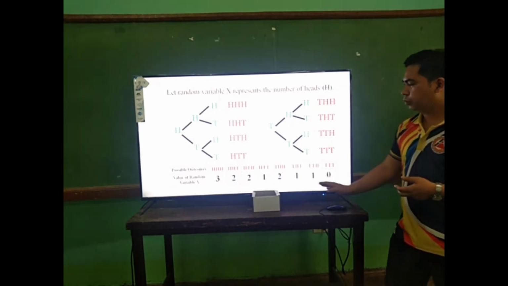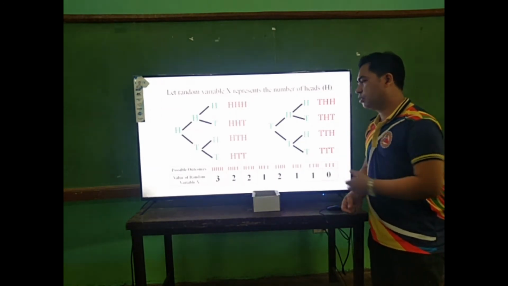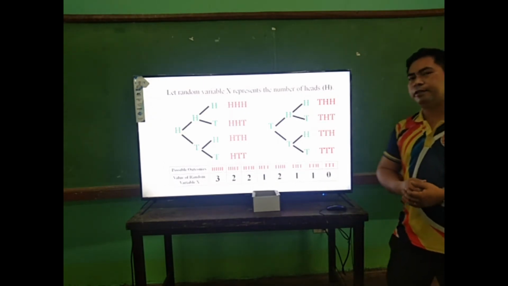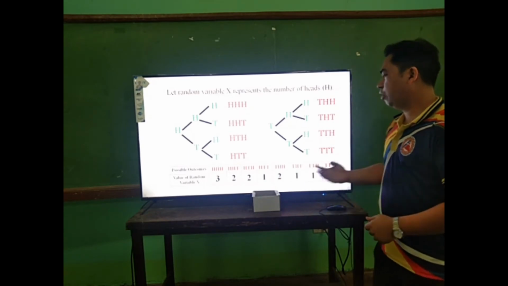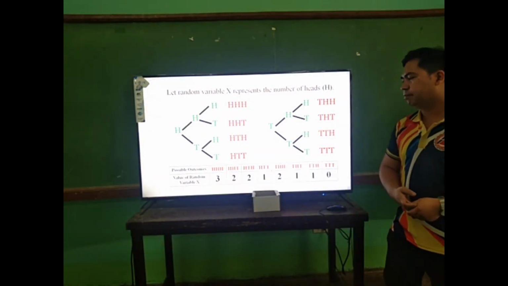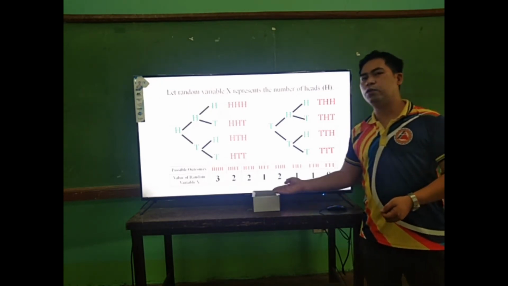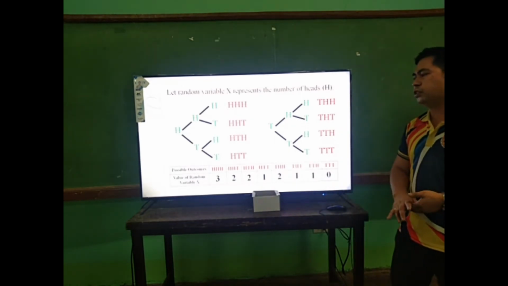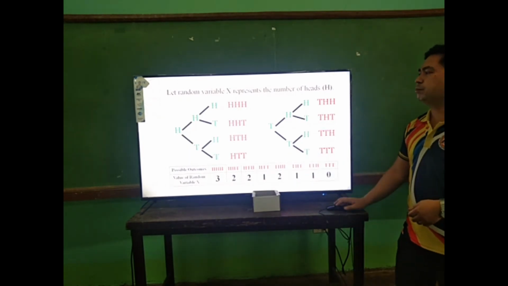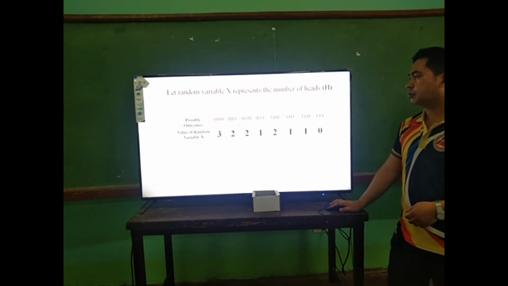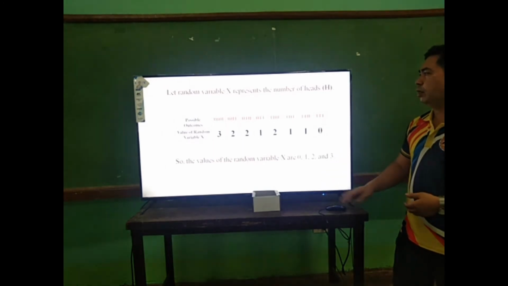As you can see, we now have the values. Can you enumerate the values in this table for our random variable? Yes, Eugene. Okay, very good. How many values do we have for the random variable? There are 3 or 4. Yes, that is 4, because we have 0, 1, 2, and 3. There are 4 possible values for our random variable x, which represents the number of heads. So the values are 0, 1, 2, and 3.